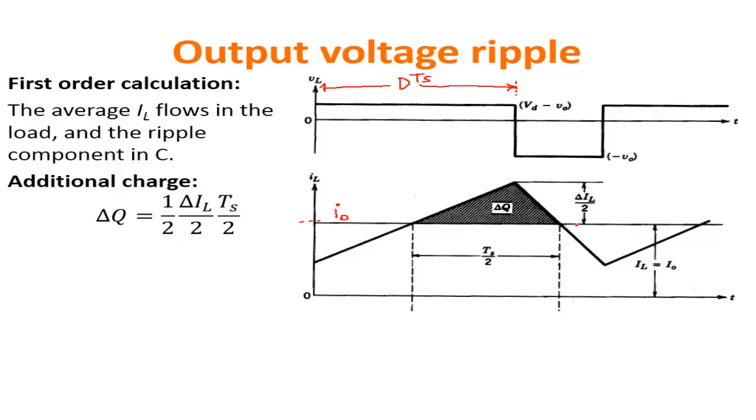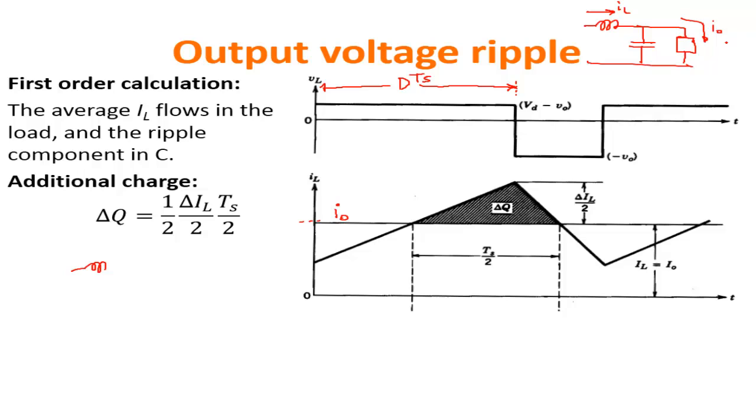This is relevant because of the additional charge. Let me repeat this, let me put it here. This is the circuit, right? This is the load which is absorbing IO. This is the current through the inductor. Let's assume that the load absorbs a constant current.